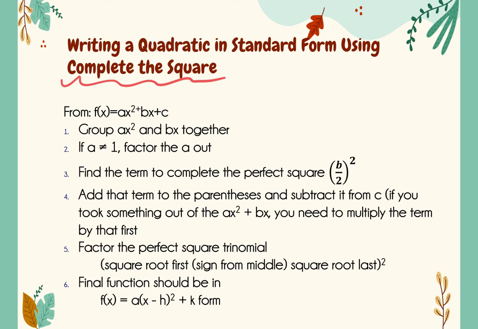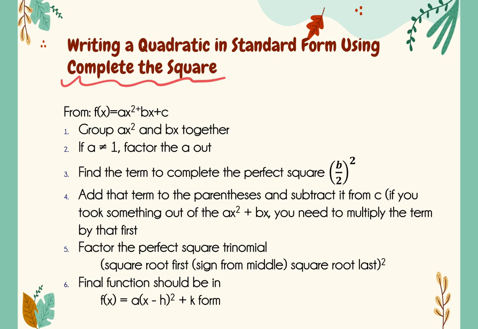We grouped the ax squared and the bx together. If a was not 1, we factored it out. We found the middle term by doing b divided by 2 and then squaring it. We added it to the parentheses, subtracted from the c, and if we took something out, we multiplied it by that term first. We factored it, and then we put it in the complete the square or standard form. So this is how we did the complete the square.